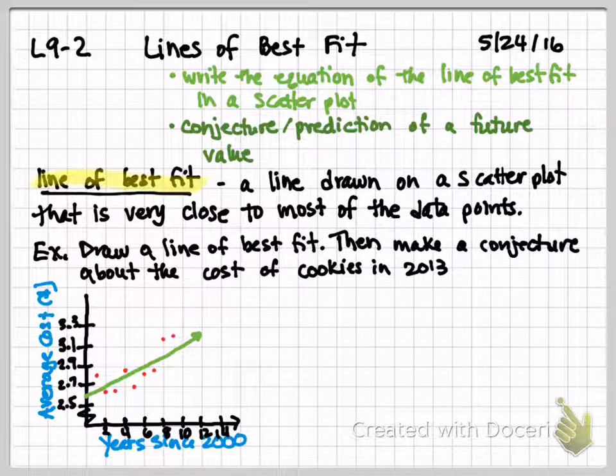Okay, now that's our line of best fit. Now they didn't ask us for an equation because now we're just going to make a conjecture about 2013. So here's where 2013 is.